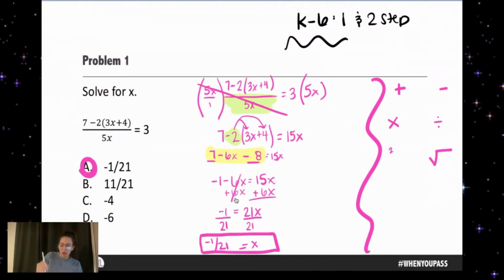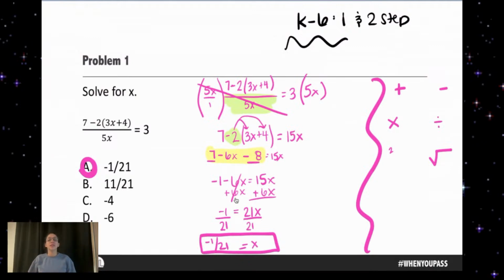Now, some of you might be going, but Amy, hear me out. I didn't do plus 6x on both sides. I did minus 15x on both sides. And then I moved the positive 1 to the other side. Am I still going to get the same answer? Yes. As long as whatever you do to one side of the equation, you do the exact same thing to the other side of the equation, and you computationally solve it correctly, you will get the same answer as me. It doesn't matter in what order you do it in.